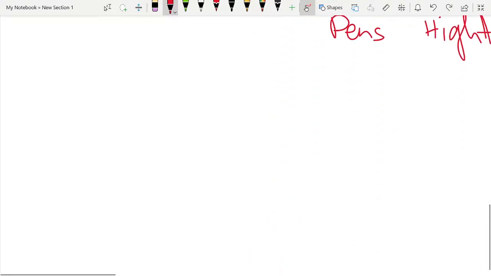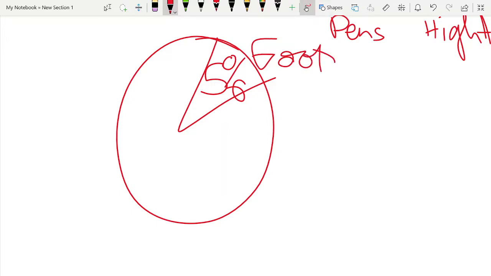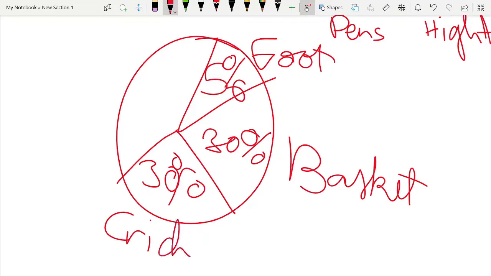Now let's look at a pie graph. What is a pie graph? So a pie graph is anything which is represented in a circle and you cut it into pieces. So let's say this is 5%, and let's say people were choosing to play what sports. So 5% chose football, then 30% chose basketball, then 30% other people chose cricket, and so on. So this is basically a pie graph.